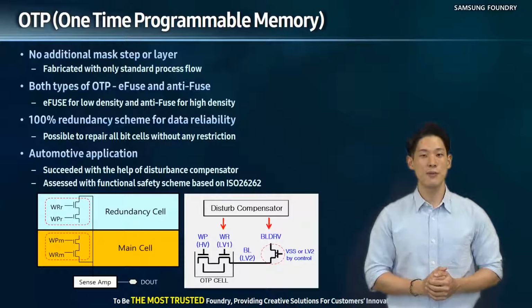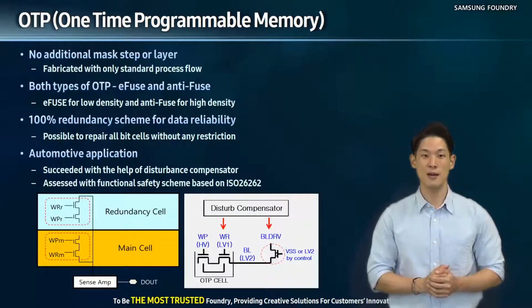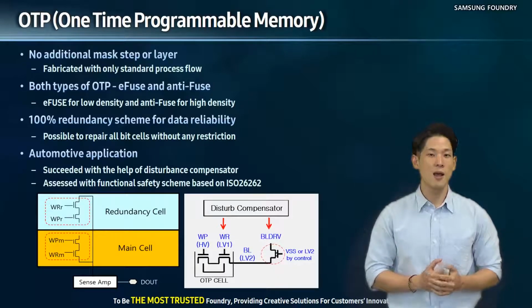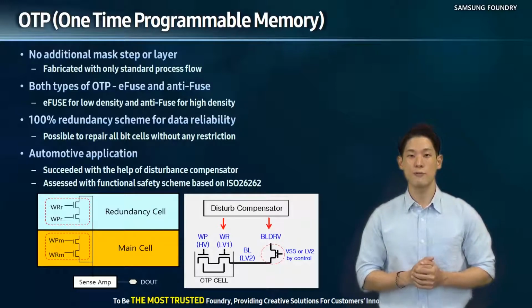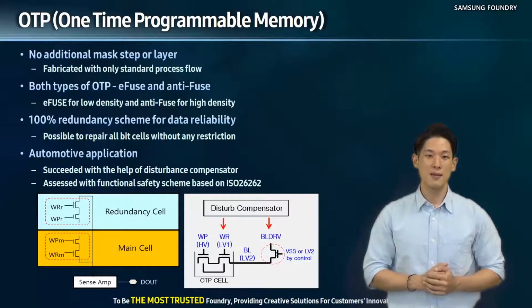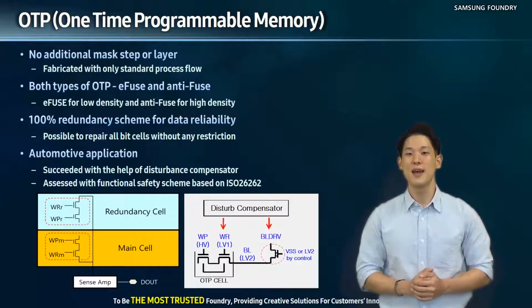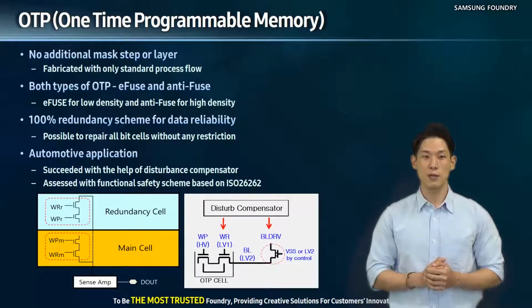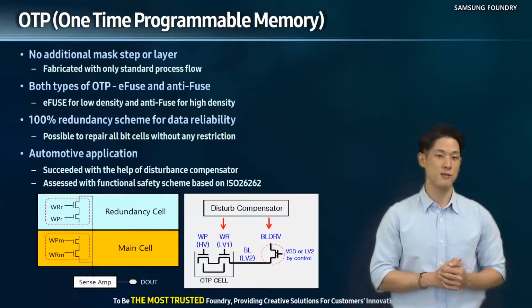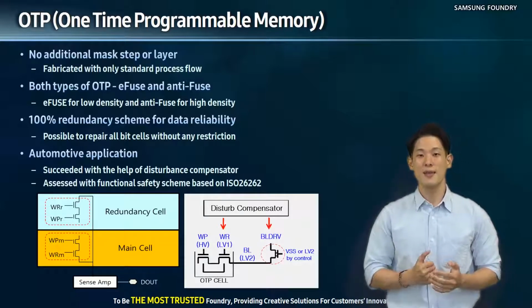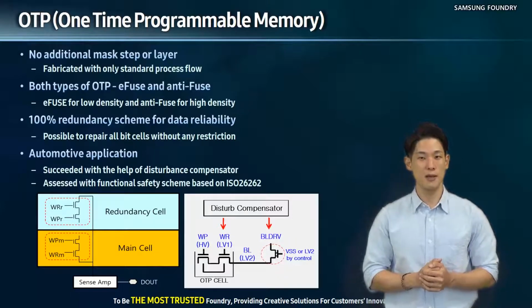First, our OTP has no additional mask step or layer in standard fabrication process, so it is effective in view of process cost. Second, we have two types of OTP, which are E-fuse and anti-fuse. E-fuse is used for low-density OTP, and anti-fuse is used for high-density OTP. Therefore, customers can choose OTP according to their own preference.